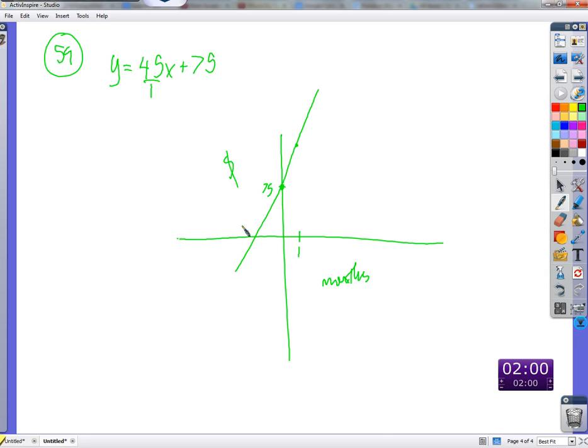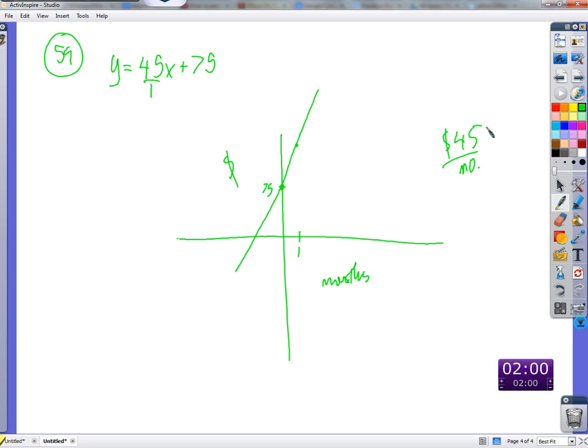So, how much are we spending per month? $75, maybe? Per month. Not quite. 75 is not what we pay per month. How much do you pay per month? 45. 45, the slope of the line. That's the rate you're paying, $45 per month.